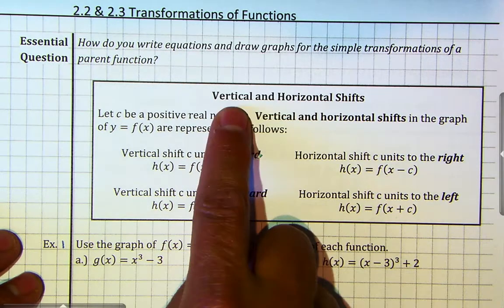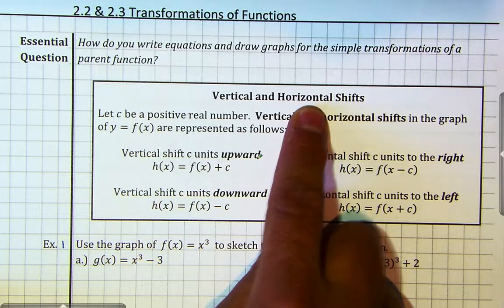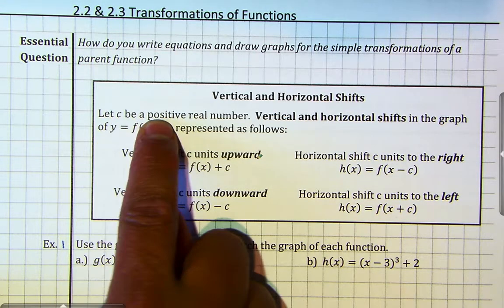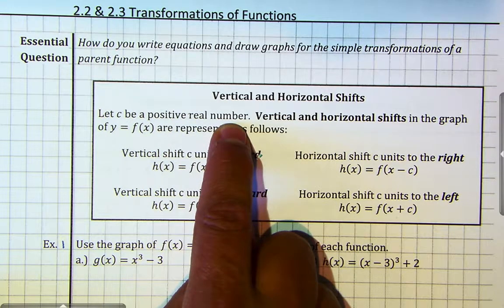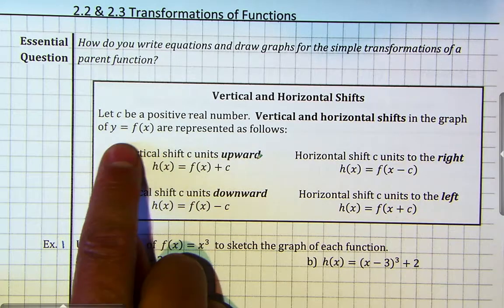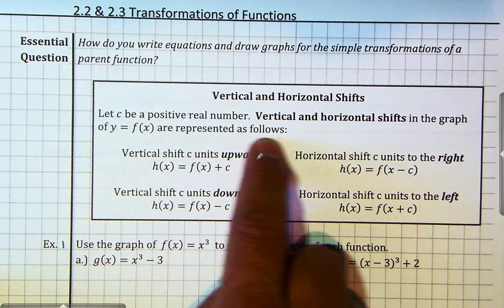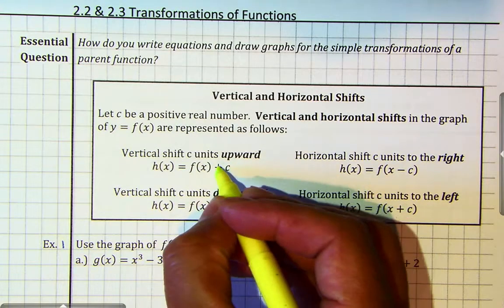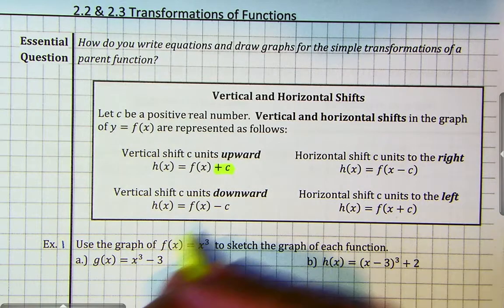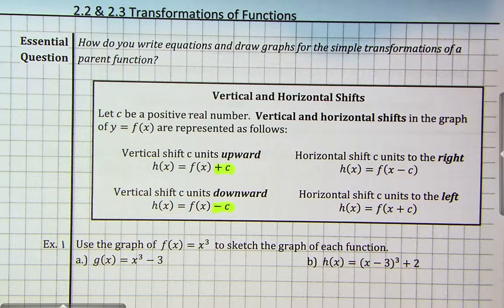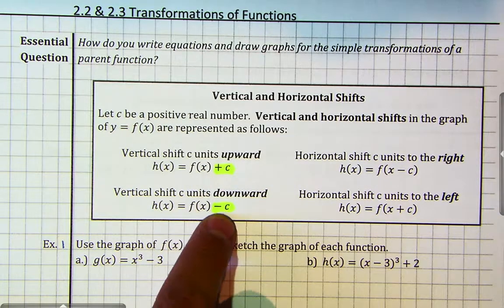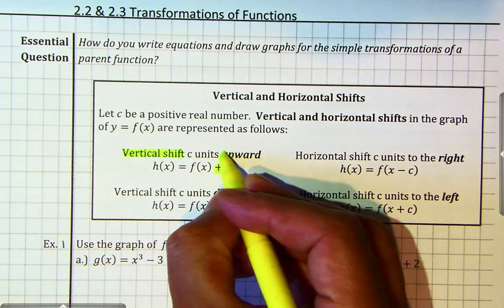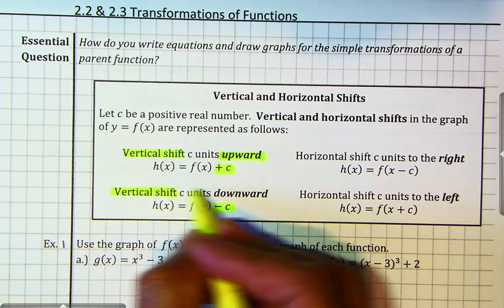In this section, we're going to cover vertical and horizontal shifts. We're going to let C be a positive real number. Vertical and horizontal shifts in the graphs of y equals f of x are represented as follows. And you covered this back in Algebra 2, and you got an introduction in Algebra 1. We want to be able to find out what happens when there's a number after the function, with a plus c or minus c. That's going to create a vertical shift. It's going to move it up if it's positive, move it down if it's negative.